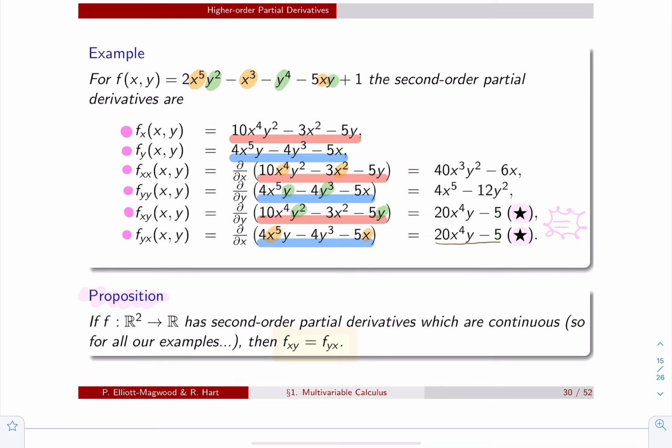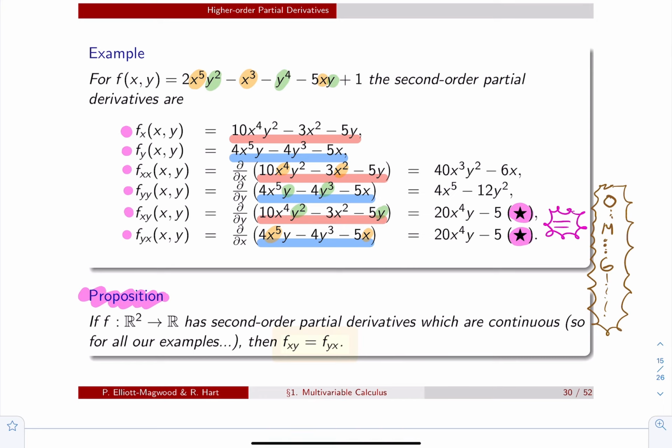And when you look at f of xy and you look at f of yx, you can see that these two things are actually equal. And this is not a coincidence, and this is actually going to be stated as a proposition. So if you start with a function of two variables f, and if the second order derivatives are all continuous functions, which simply means in our case, it's going to happen all the time. You don't need to worry about restriction in this class. Then the second order partial derivative f of xy is always going to be equal to the second partial derivative f of yx.